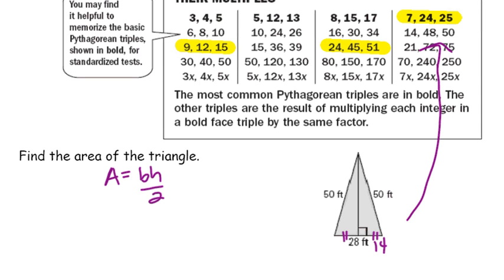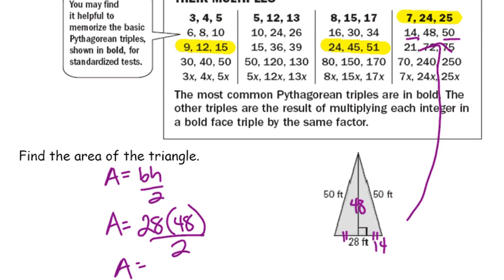And if I look up here, a side of 14 and a hypotenuse of 50 means the missing side is 48. So I could have used the Pythagorean theorem to find that, or I could have just recognized that this was a 7, 24, 25 triple multiplied by 2. So now we can solve our problem. My area equals my base, 28, times my height, 48, divided by 2. And when you actually do the math, you get 672, and the units are feet squared.